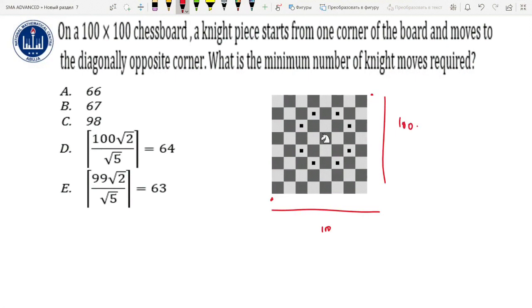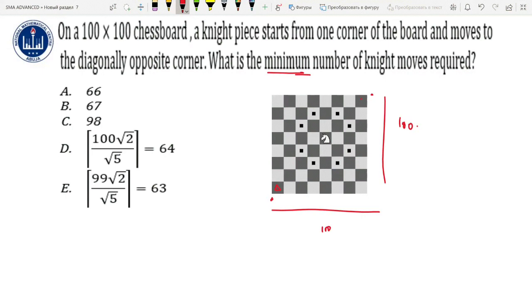So let's say the knight is here. Just represent the knight with a triangle. Now, if the knight is here and wants to land here after some moves, the question asks for the minimum number of moves. Minimum. You can't really find the exact number of moves. It has to be an extremum, whether minimum or maximum. So let's say the knight wants to arrive here.